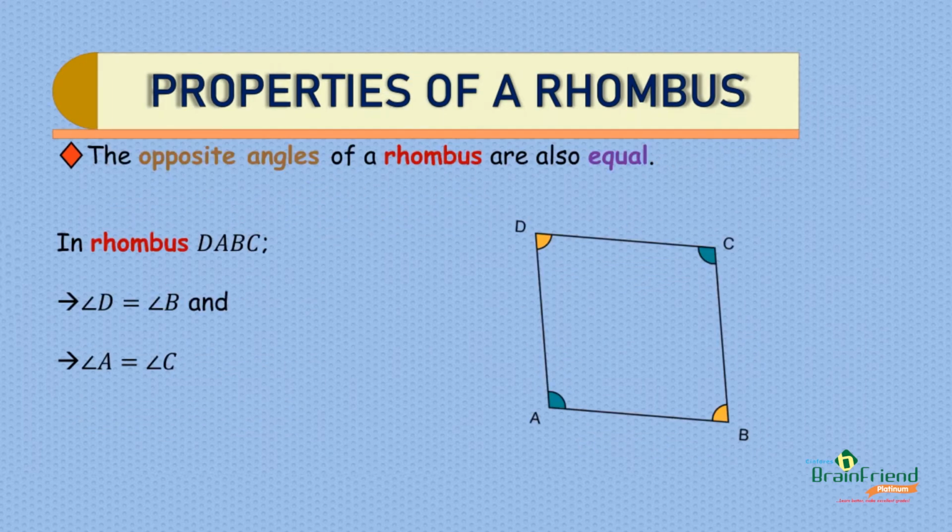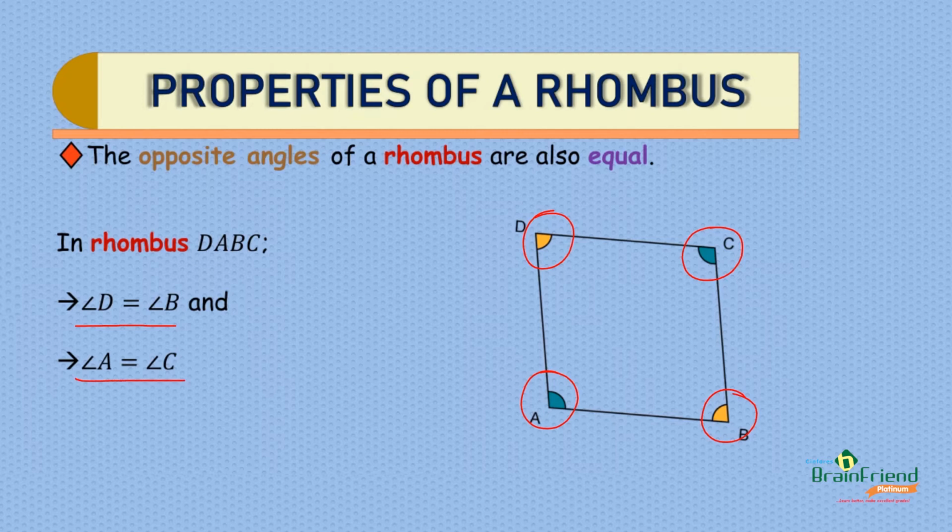The next property of a rhombus is that the opposite angles of a rhombus are also equal to each other. From this rhombus, we can see that angle D is equal to angle B and angle A is equal to angle C. Mathematically, this expression shows that angle D is equal to angle B and angle A is equal to angle C.